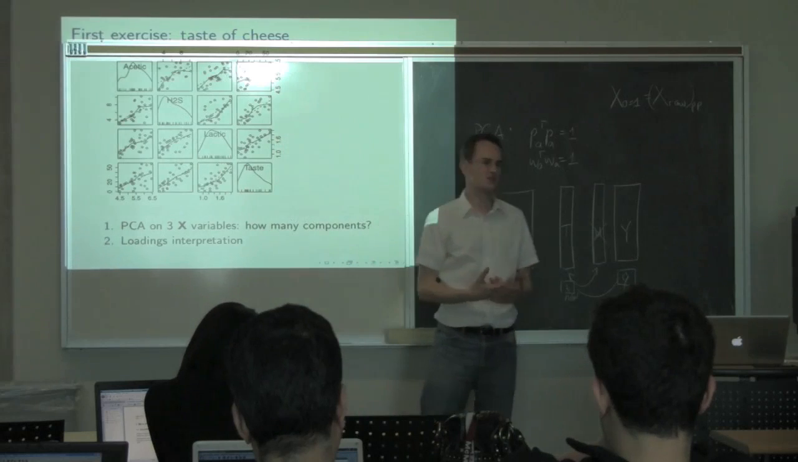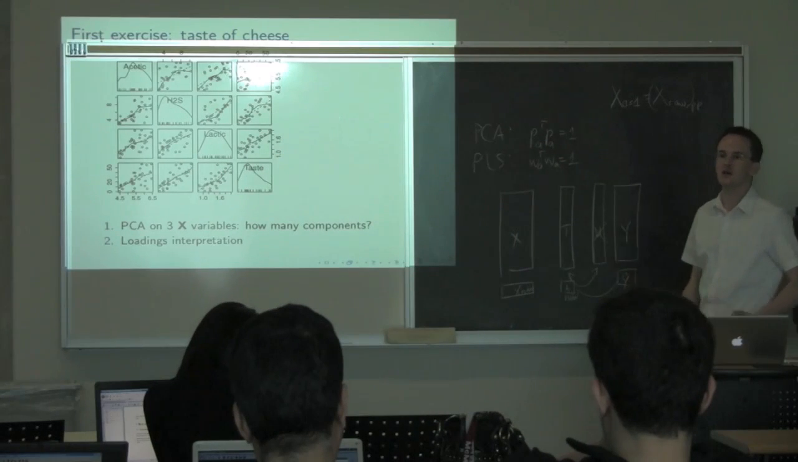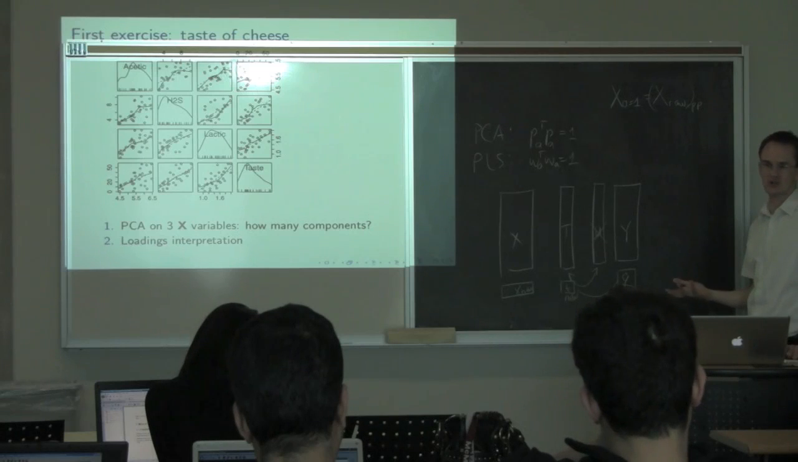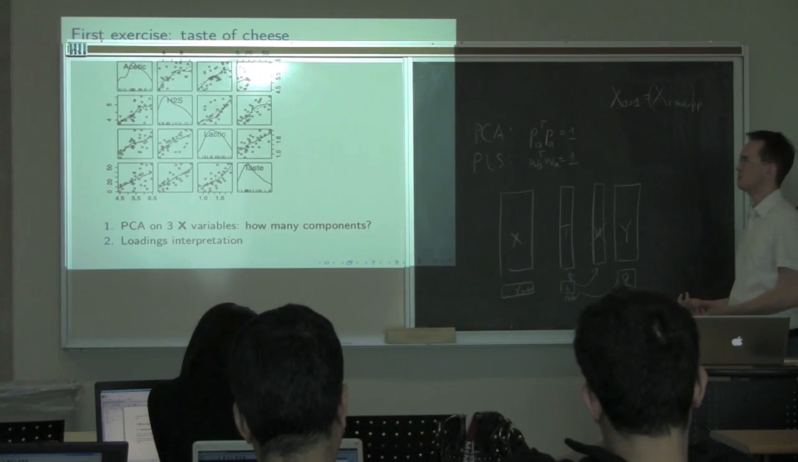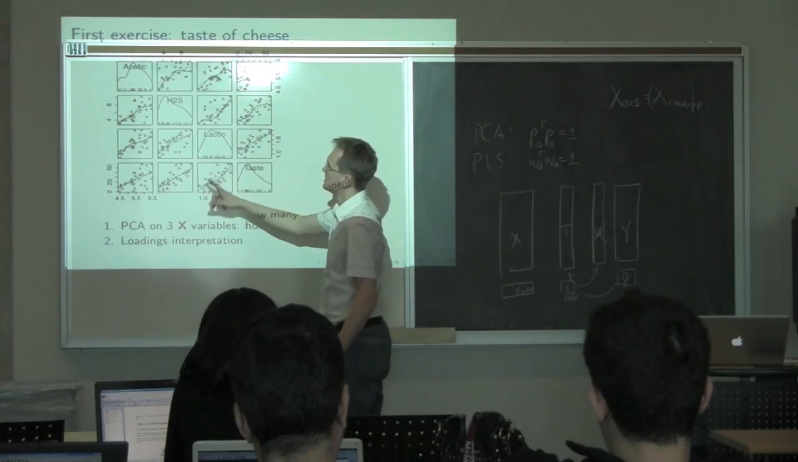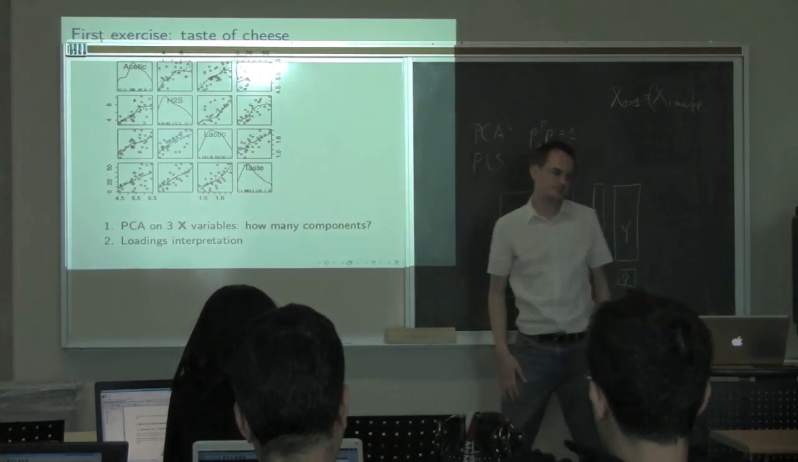It's expensive to assemble a panel of judges and ask them to come taste your cheese every time you want to judge your taste. So can we in the future replace these people with instruments? Can we predict what the judges would have given using these three lab measurements?